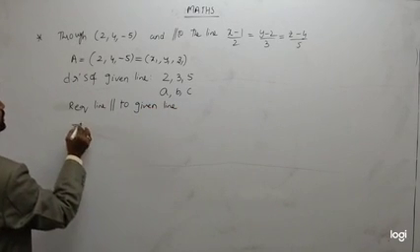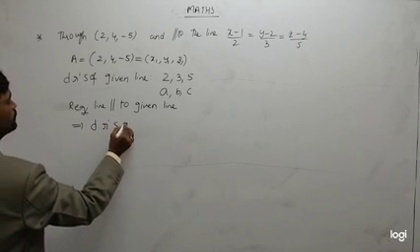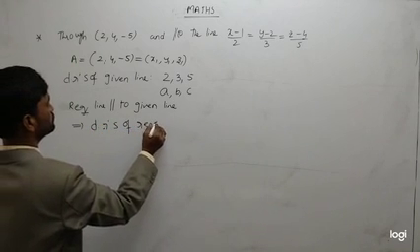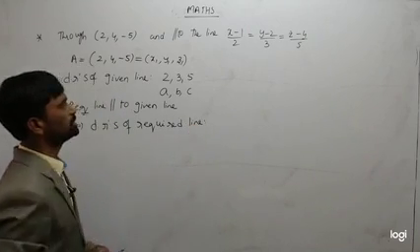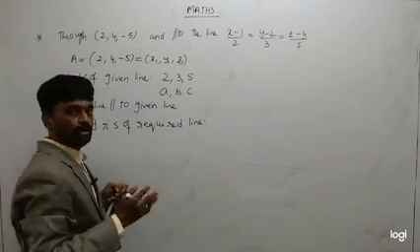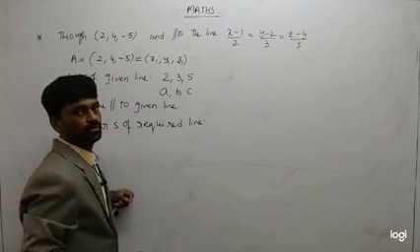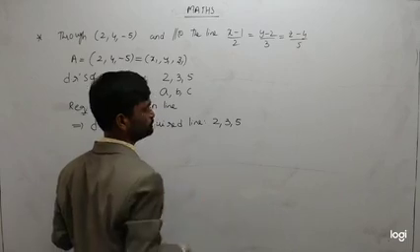So this implies that the DRs of the required line are proportional to the DRs of the given line. So you can take any three numbers proportional to 2, 3, 5. In particular, you can take 2, 3, 5 also, no problem.